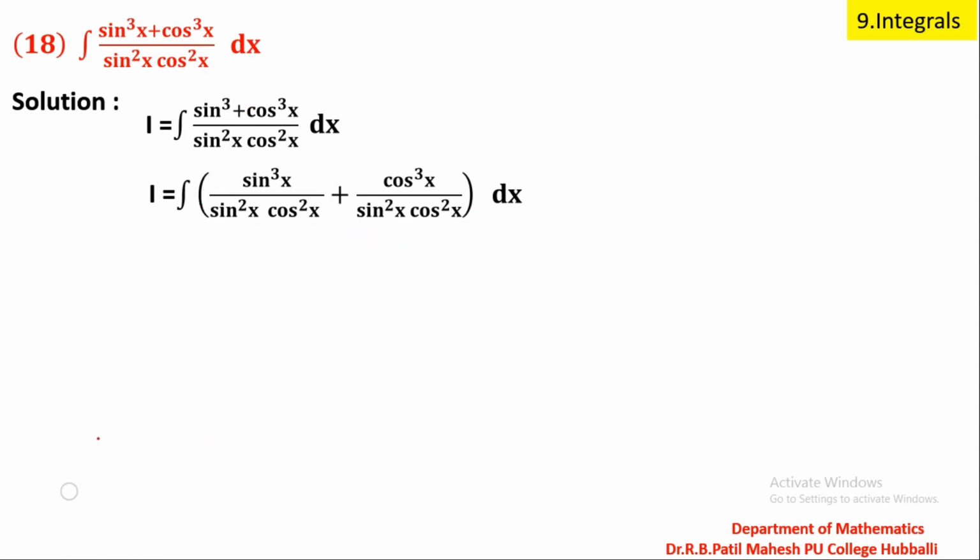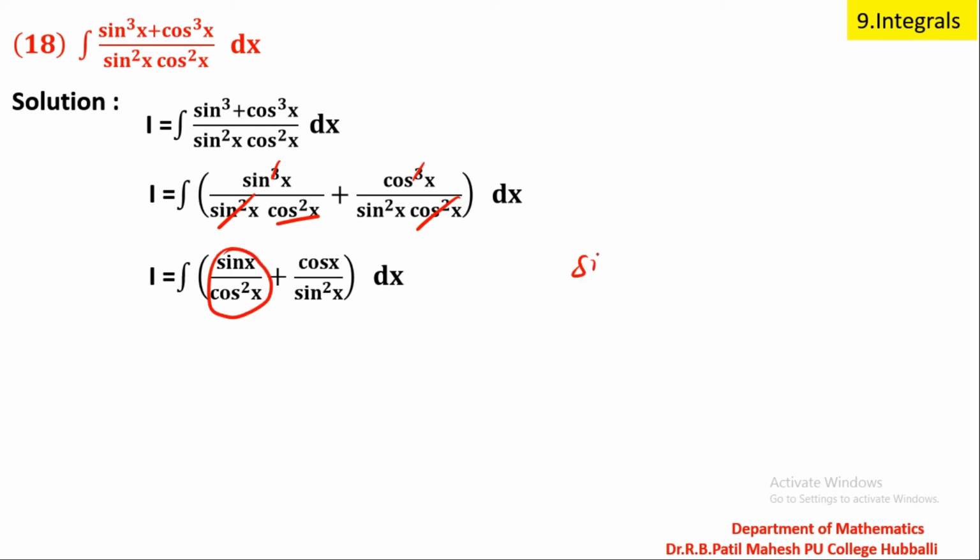So what happens after this? Definitely sin square x and sin square x get cancelled. Cos square x and cos square x get cancelled. The remaining terms I write here. In the numerator sin x remains, in the denominator cos square x. In the second integral cos x, and in the denominator sin square x. After that, students, sin x upon cos square x can be written as sin x by cos x into 1 upon cos x. So sin x by cos x is tan x, 1 upon cos x is sec x.